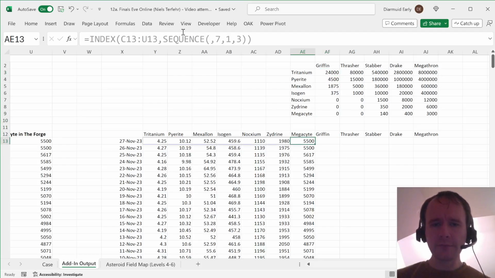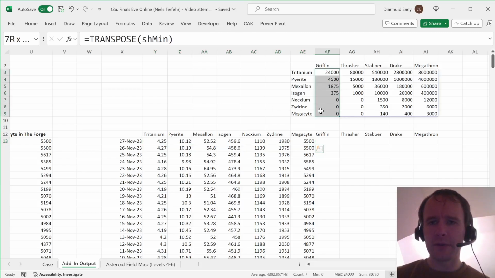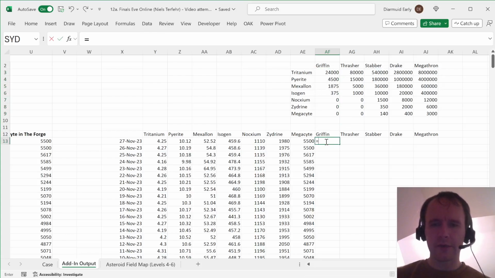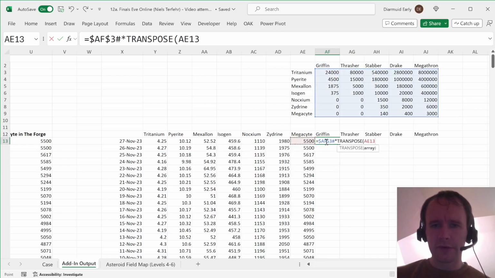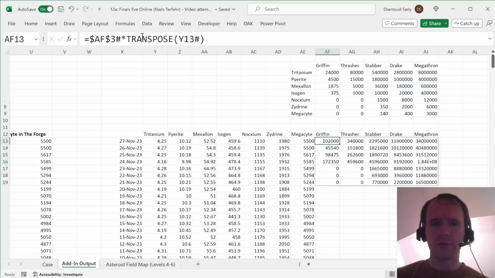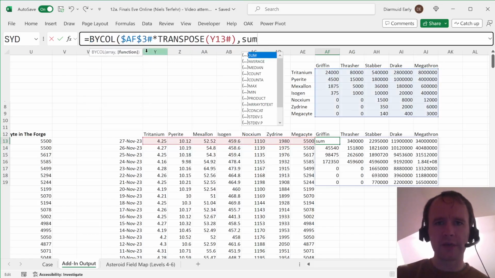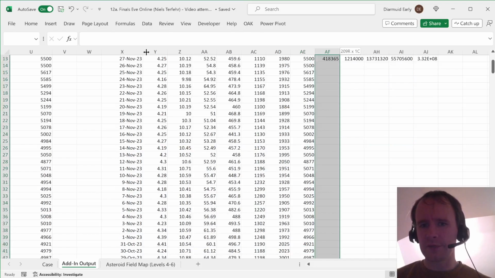So then if I take this row vector and flip it, transpose it, multiply it by this column vector, that will give me the cost of each mineral that I need, and then I can multiply that across the whole thing. So what does that look like? I'm going to say this table here, lock times transpose of this here. That's going to give me my whole thing, and then I want to sum each column of that to get the cost of each ship. So we're going to say by col of that sum, and that gives me the cost of each ship.